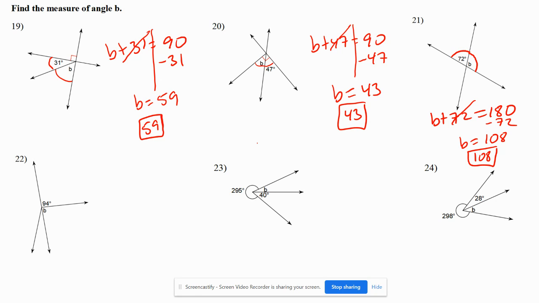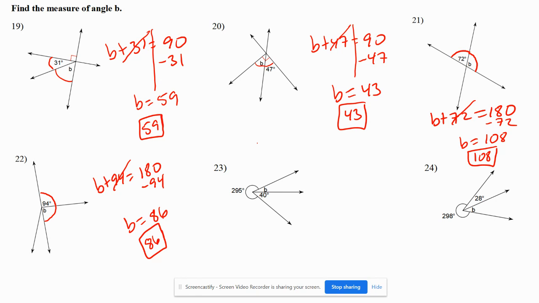Now looking at question number 22, I have 94 degrees there, and I have B there. So I'm looking at supplementary again. I have B plus 94 is equal to 180. Let me subtract 94. 180 minus 94 happens to be 86. So B equals 86.